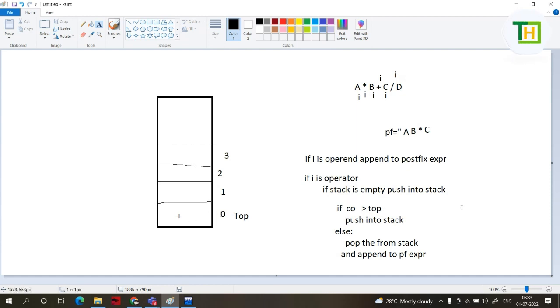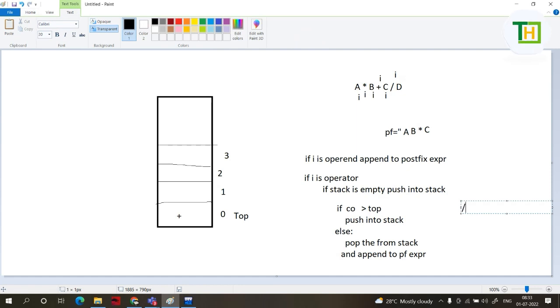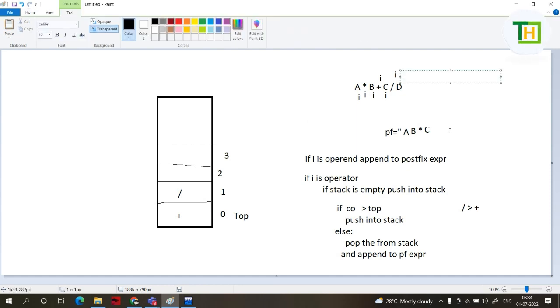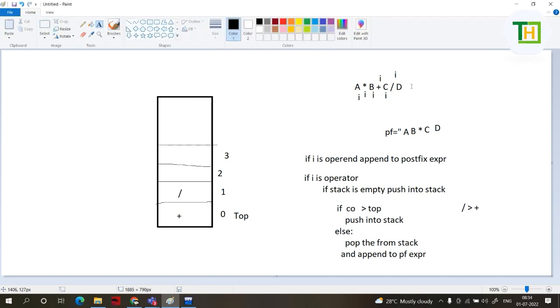Now the coming operator is divided by, which is greater than plus. Is the divided by precedence greater than plus? Yes. If it is yes, push into the stack. Push into the stack. That's it. And I is moving into the last character, that is going to be D. D is an operand. Just simply D is going to be pushed into the postfix expression.